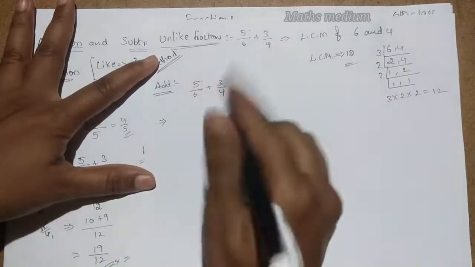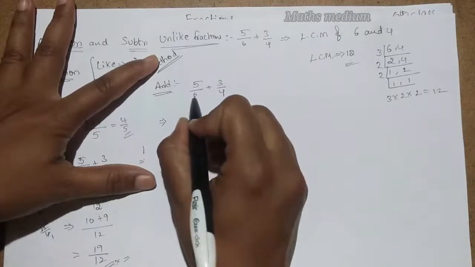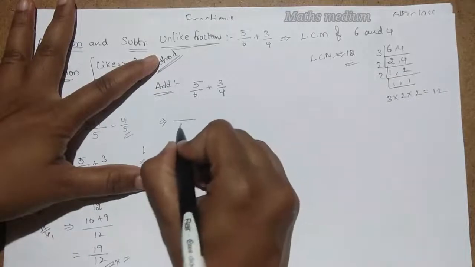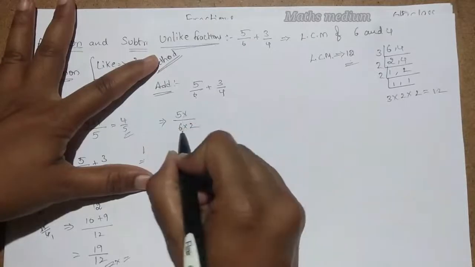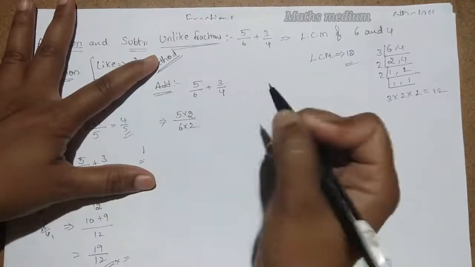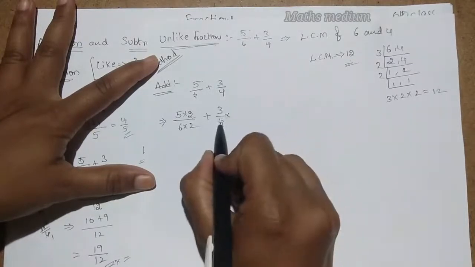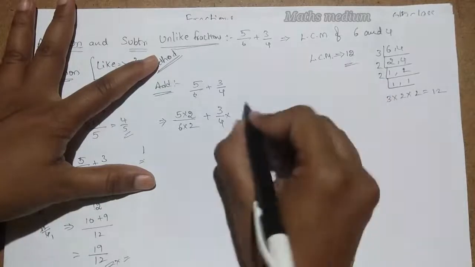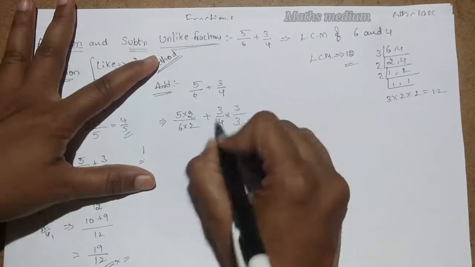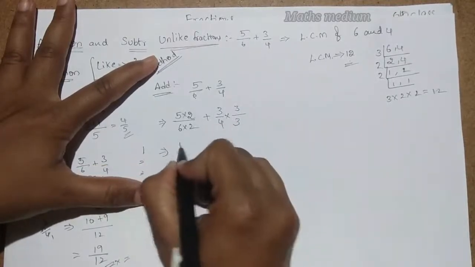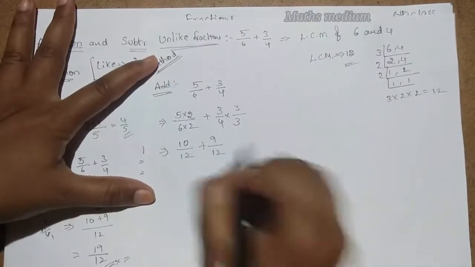How is that done? See here, the denominator we have is 6. How many times do we have to multiply to get 12? That is 2, so 6 into 2. Similarly, we multiply both numerator and denominator by 2. Then 3 by 4: 4 gets into 12 by multiplying with 3, since 4 3s are 12, right? So multiply both numerator and denominator by 3. So 5 2s are 10 by 6 2s are 12, and 3 3s are 9 by 4 3s are 12.